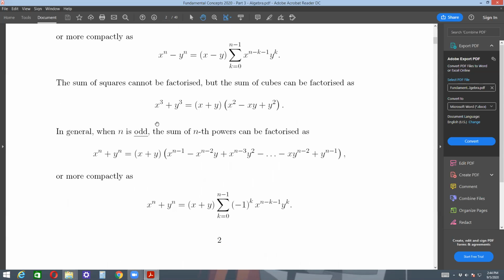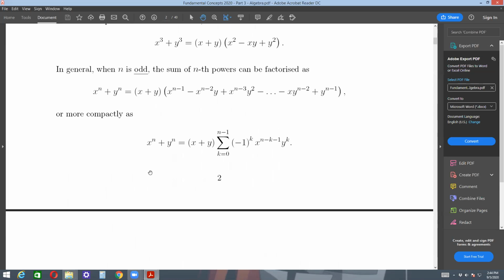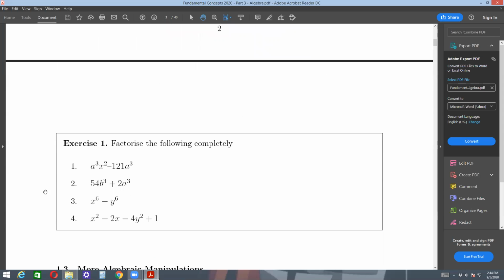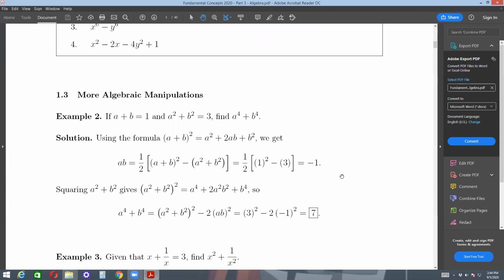All right, so if n is odd, then you can factorize it using this. Again, you could try to figure this out; you don't have to learn it off. You could figure it out knowing that x plus y is a factor. Okay, so again, summation notation here. All right, so this is an exercise to factorize those things.